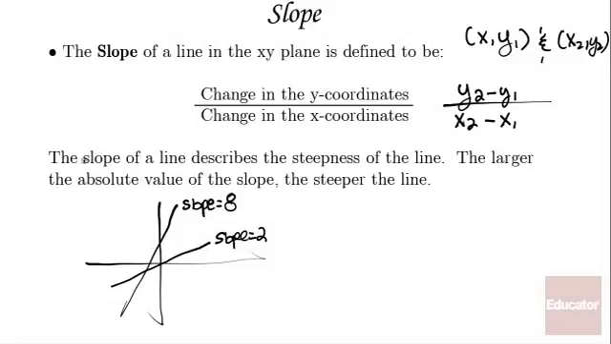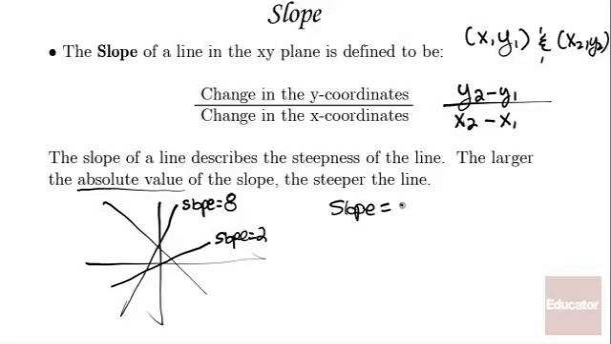But remember, I mentioned absolute value. And the reason we talk about absolute value is the negative and positive sign doesn't tell you about steepness. It just tells you what direction the line is sloping towards. Is it going this way, or is it sloping up towards the right? That's what negative and positive tells you. The absolute value tells you about steepness.